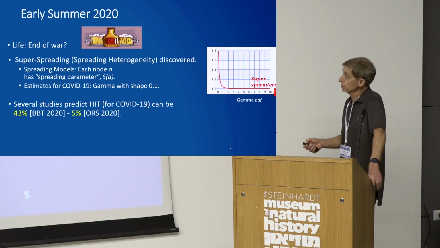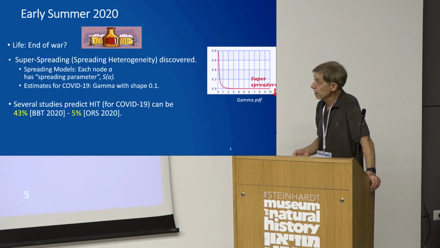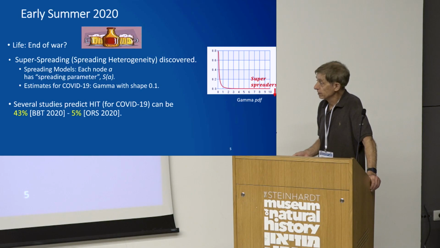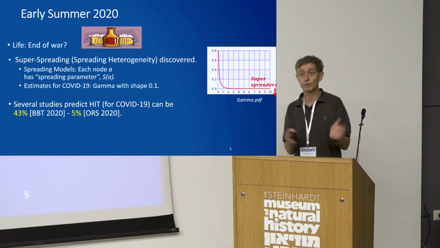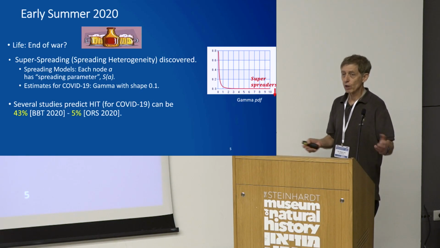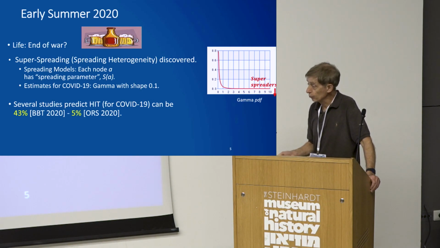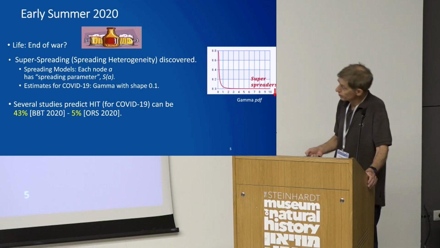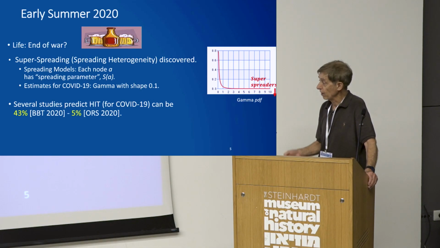Following these observations that were made in the community, several models came up that tried to ask what will happen to the pandemic under super spreading. If we assume that super spreading is what we have, what will happen to the herd immunity threshold? And results started being much more optimistic. The 70% dropped down by one study to 43%, by another study to 5%.